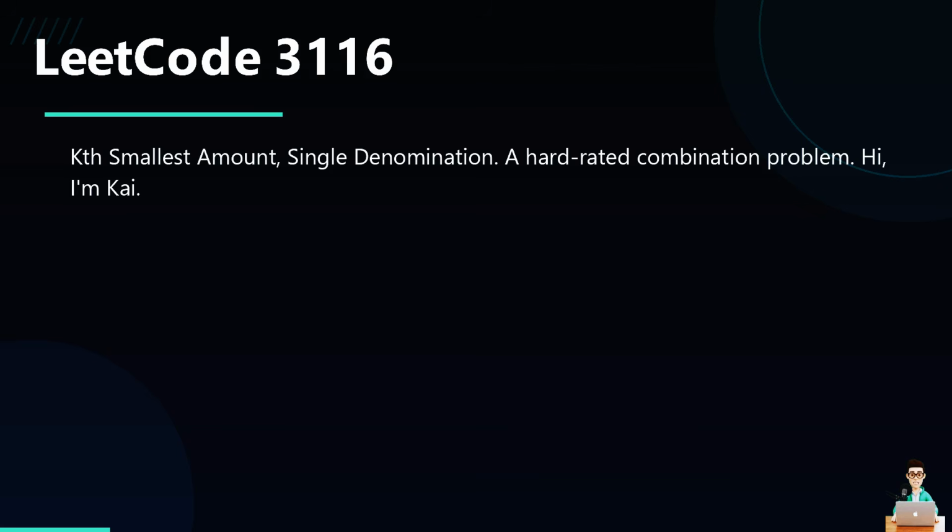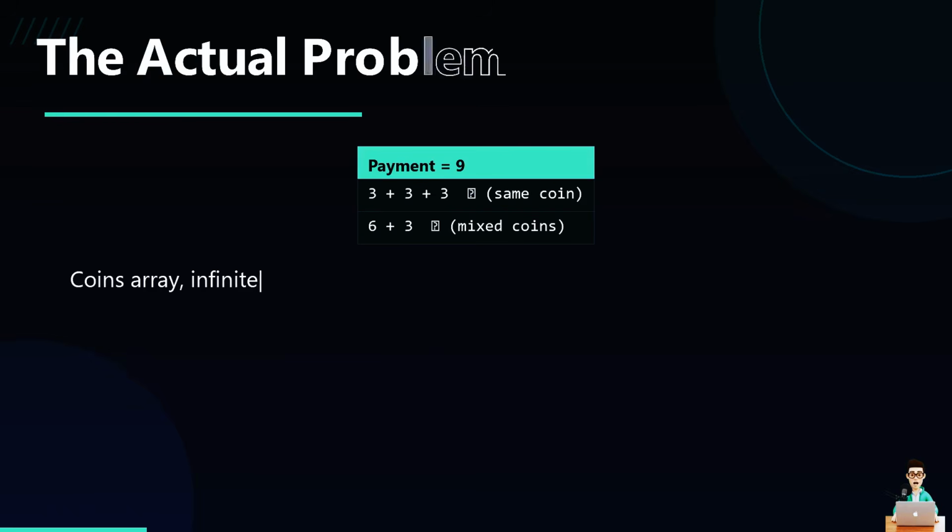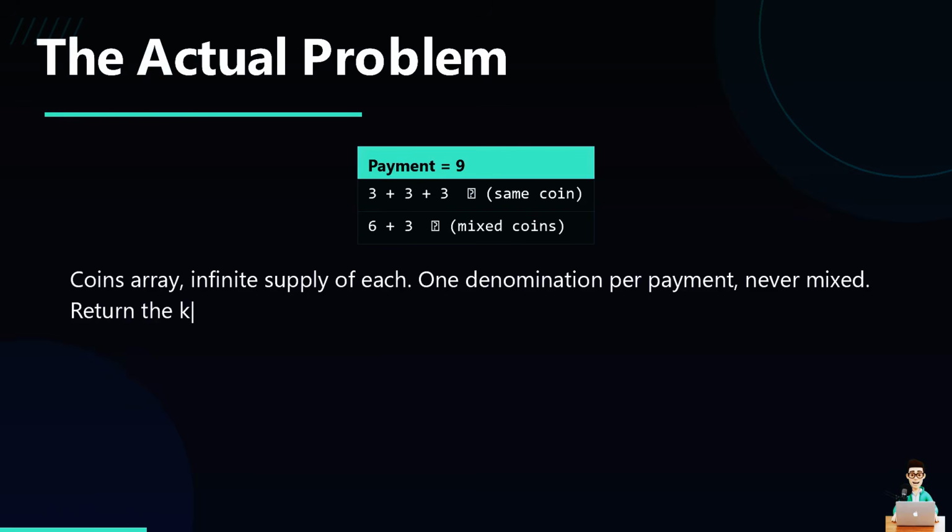It's rated hard, and once you see the trick, you'll understand why. You get an array of coin values, and you can use as many of each coin as you want. The catch is, you can never combine two different coin types in the same payment. So a payment of 9 could be three 3s, but never a 6 plus a 3. Across every coin, sorted smallest to largest, we want the kth amount on that list.